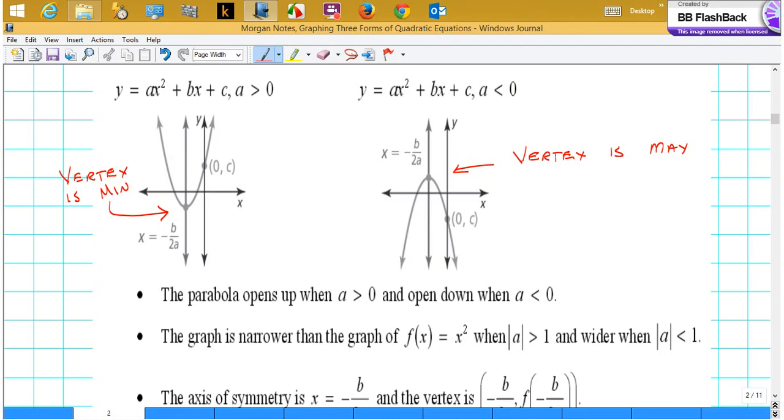Now in all these, the axis of symmetry is the line that passes through the vertex, so it has the x-coordinate of the vertex. It will have the equation x is equal to negative b all over 2a. Here's the b, here's the a. So you're going to have to remember that. That's going to be really important. You can't graph standard form without knowing that.